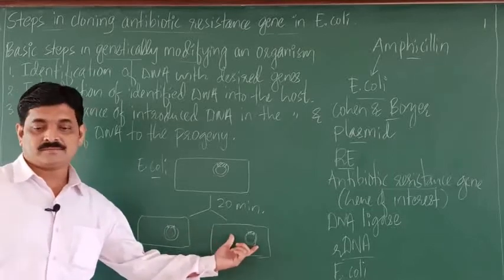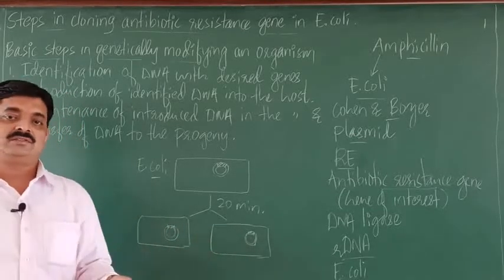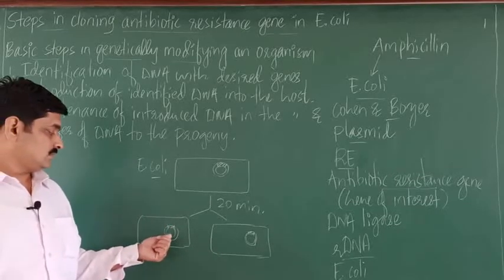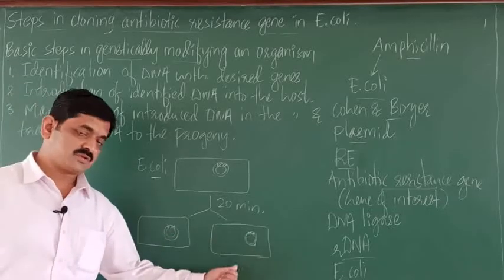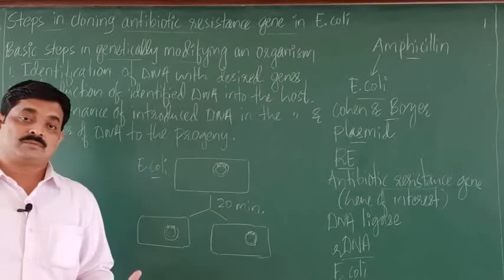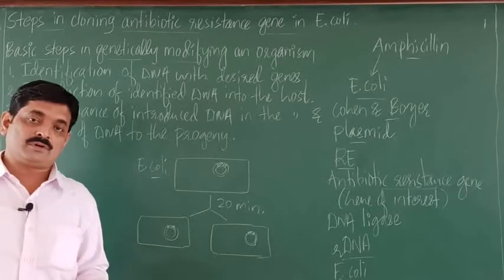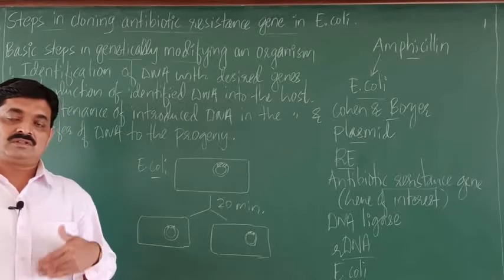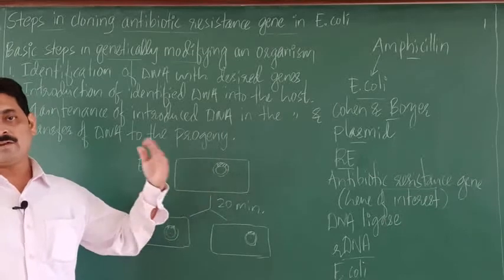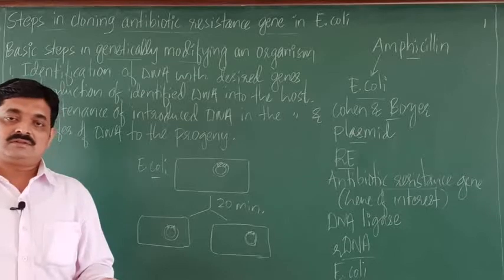Similarly, these recombinant DNA molecules also replicate along with the E. coli cells. So this produces 2, this produces 2. After 40 minutes, how many recombinant DNA molecules are produced? So 4 recombinant DNA molecules are produced, right? This is how from one recombinant DNA, 4 recombinant DNA molecules are produced.